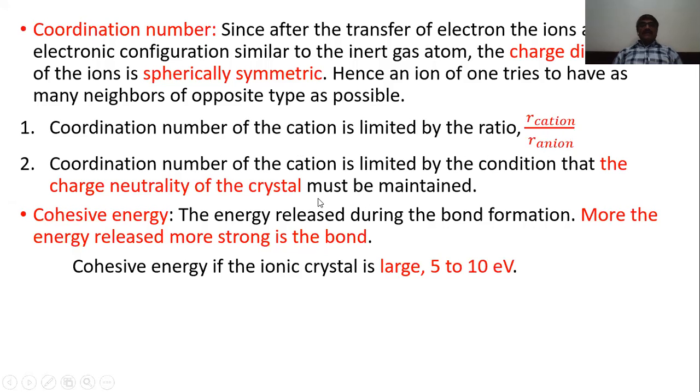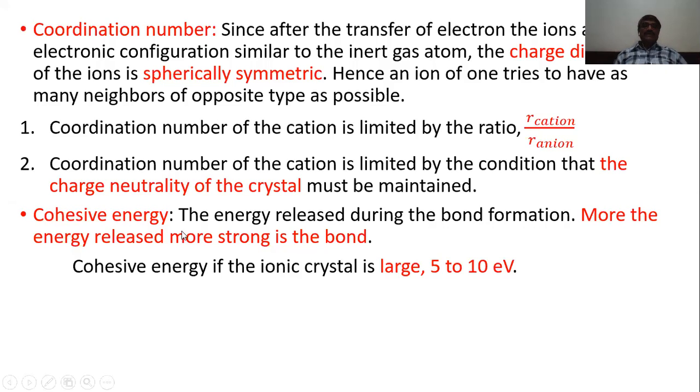On the other hand, the number of cations that surround the anions, that means the coordination number of the anion, is limited by the charge neutrality of the crystal. Because overall there is no charge on the crystal, the number of cations is equal to the number of anions. So that charge neutrality condition puts the limit on the coordination number of the anion, while the coordination number of the cation is limited by the ratio of radii of cation to anion.